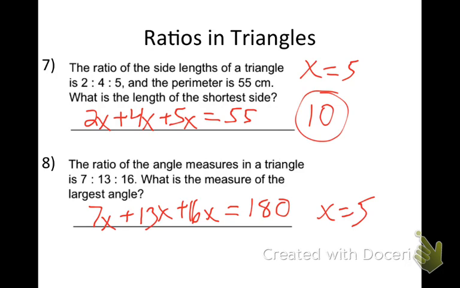The largest angle is what, Nick? 80 degrees. Now, test question here. What type of triangle would that be? That would be an acute triangle, because the largest angle is 80 degrees, which means it's acute.